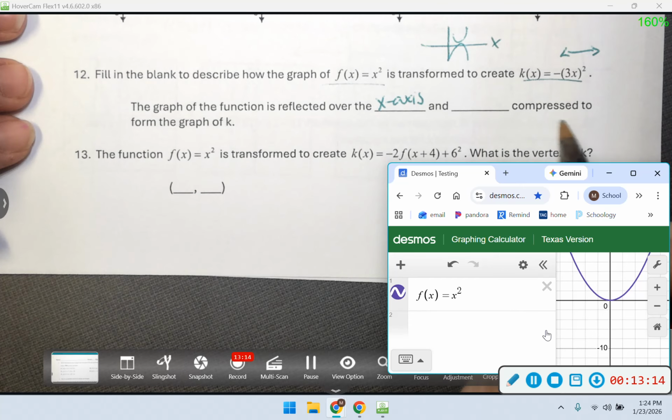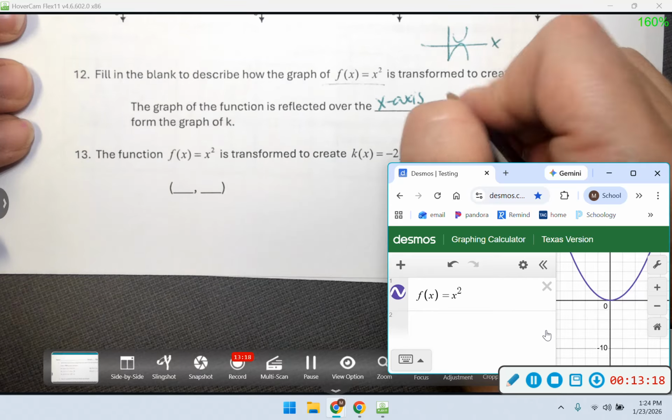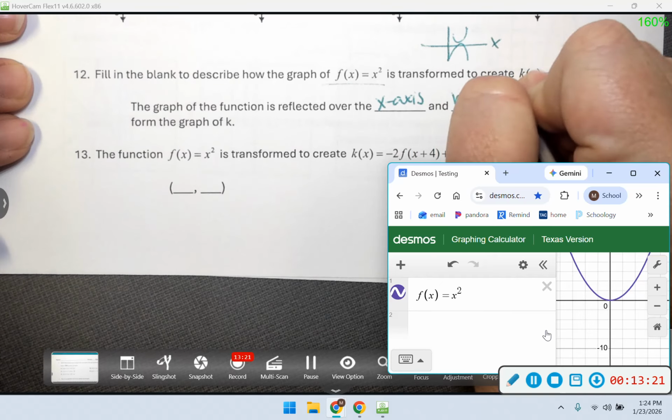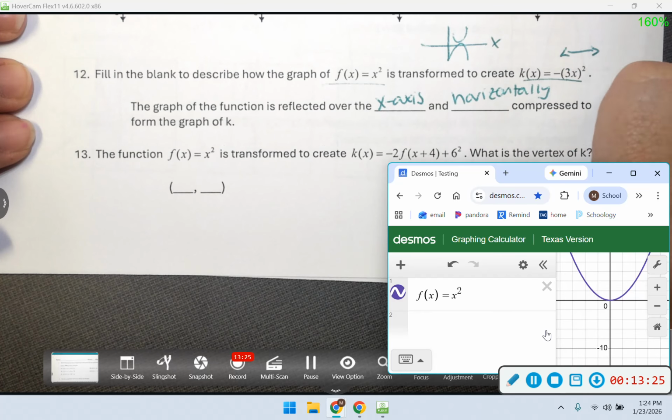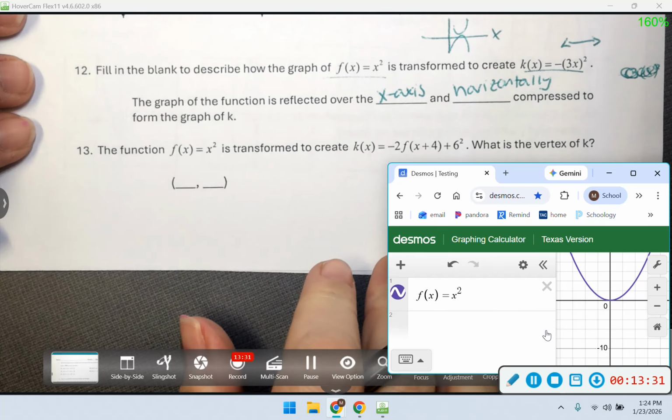And blank compressed. Well, I can't say vertically because that number's inside, which means side to side, so it's horizontally compressed. Now if it had a number on the outside, that would be vertically, but this number is on the inside, so it means horizontal.